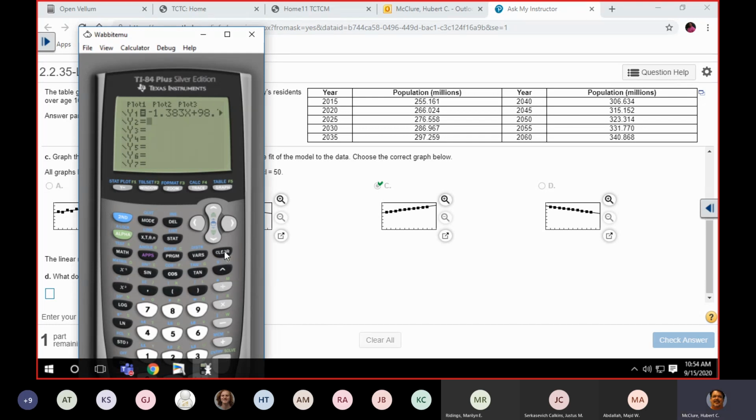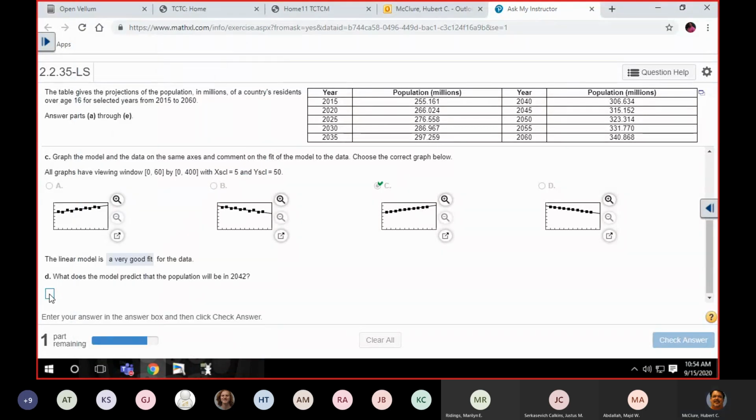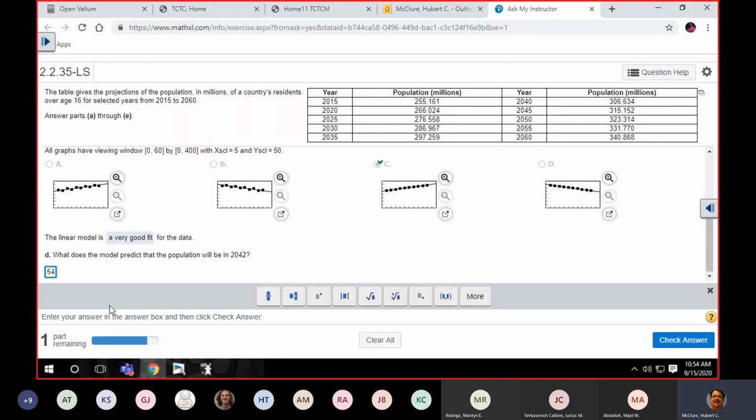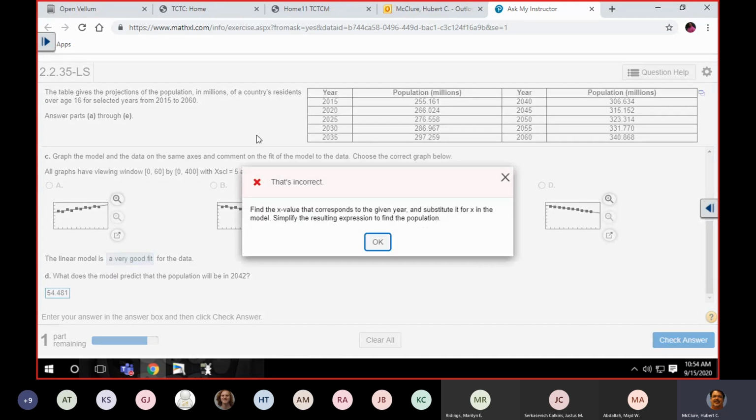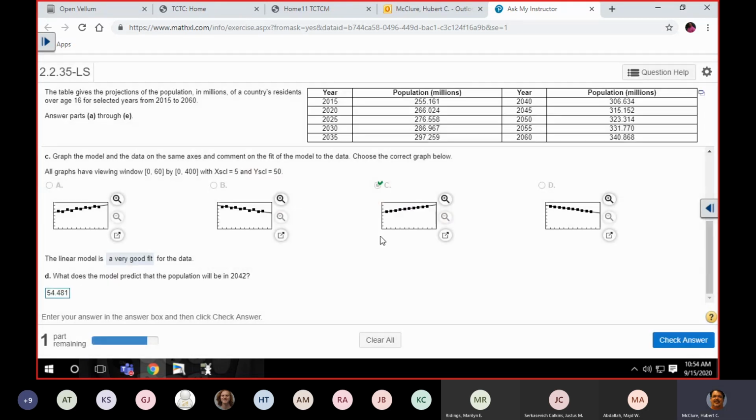Clear. Did we type in those numbers? Let's check and make sure. Stat, edit. Yeah, we typed them in, and now it's stat, calculate. I was making sure of our second table. There we go. Now 32 would be 54.481.